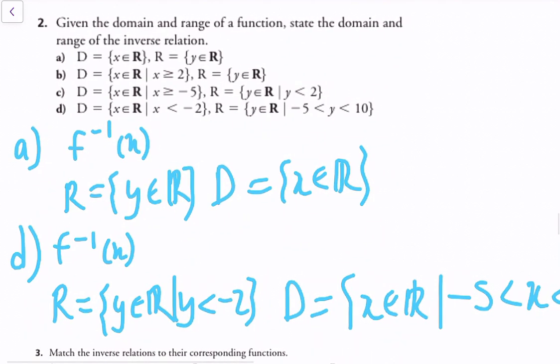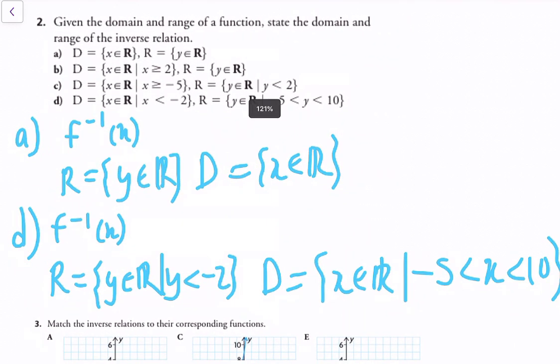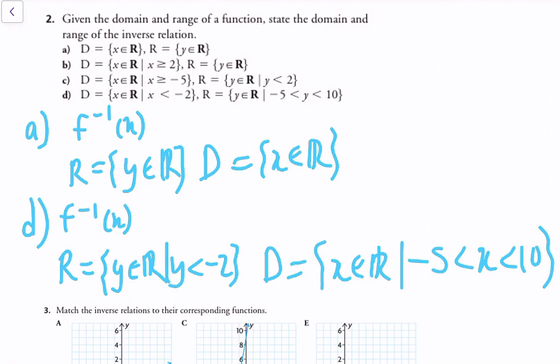Okay, question 2. Given the domain and range of a function, state the domain and range of the inverse relation. So for part A, we have f inverse of x, and we see the domain that is given is x element of the reals, and the range is y element of the reals, so therefore once you switch it, we also get reals for both. And by reals, I mean real numbers.